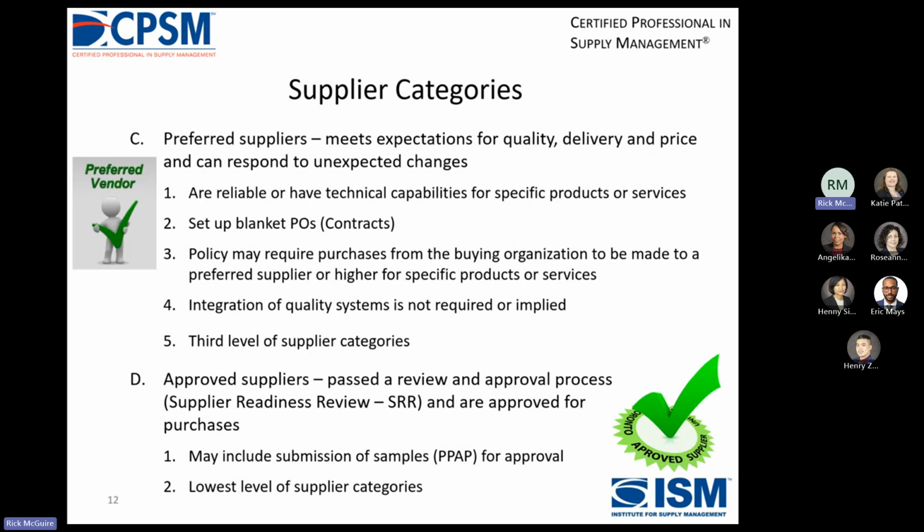And the third level of supply categories, the bottom level of the hierarchical categories, is the approved suppliers. These guys have passed some kind of approval process, something like an SRR, and are approved for purchases. May include submission of samples, PPAP for approval, and it's the lowest level supplier category. So those are your hierarchical: certified, partnered, preferred, and approved.